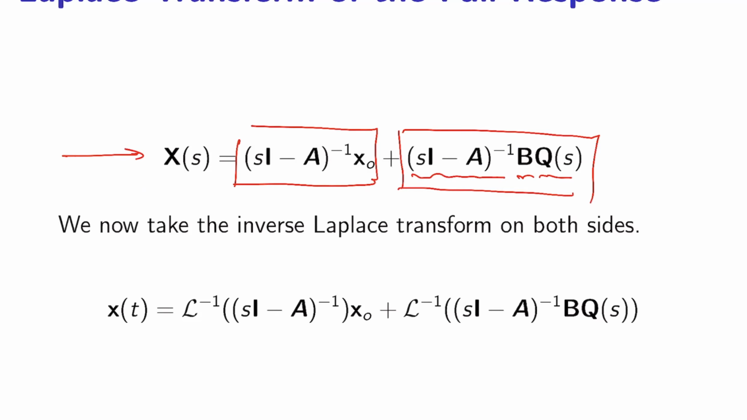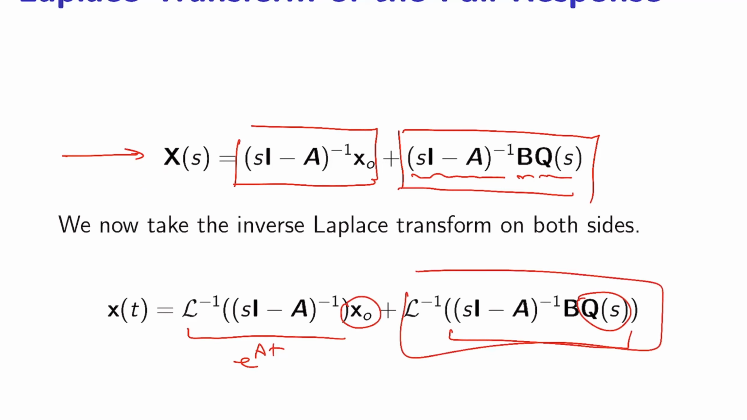I can now take the inverse transform of this, and I get this piece. Of course, that's e to the at, and I get this piece here. Now, I have to take the inverse transform of the whole thing. Here, I could take the x of 0 out because it's a constant, but I have to include the q of s inside the inverse transform. I can't take those out. So the question is, what is this?